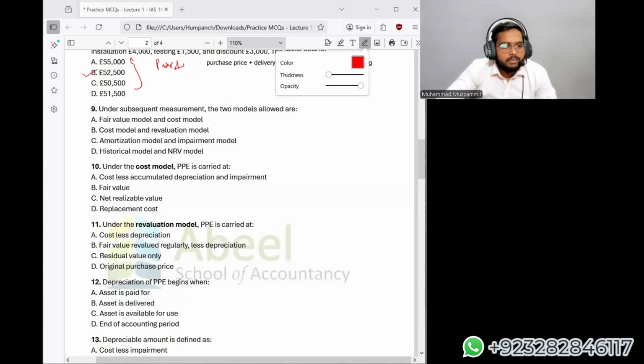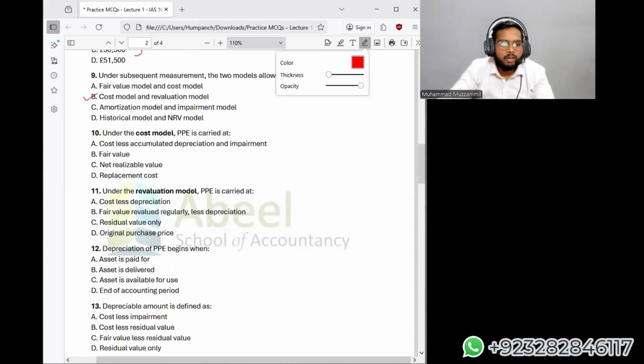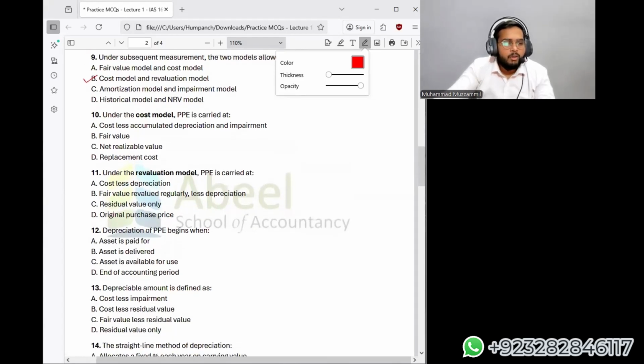Right. It is cost model and revaluation model, right? We know that under property, plant and equipment we have two measurement methods. It is either cost model or revaluation model. Under the cost model, property, plant and equipment is carried at what? Cost less accumulated depreciation and impairment, fair value, net realizable value, or replacement cost. Easy MCQs. I don't need to explain this.